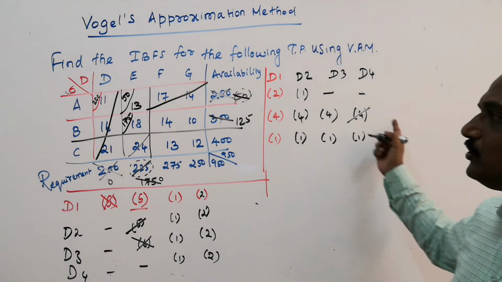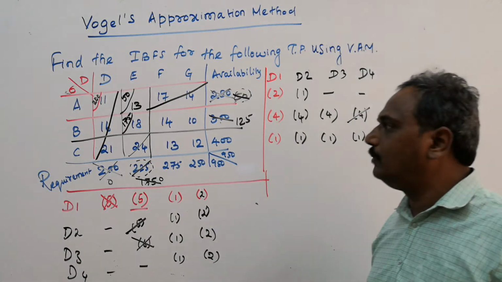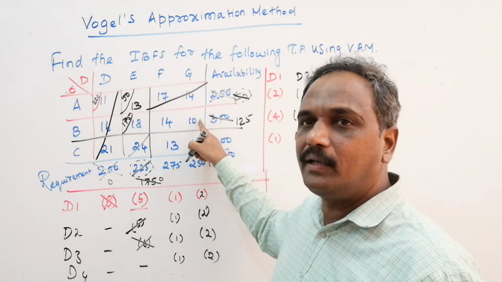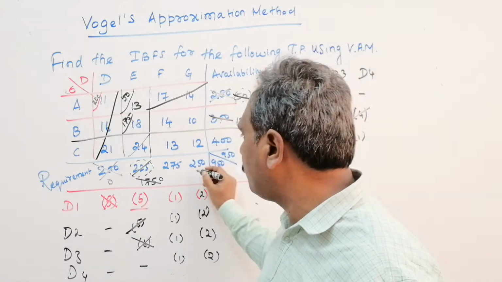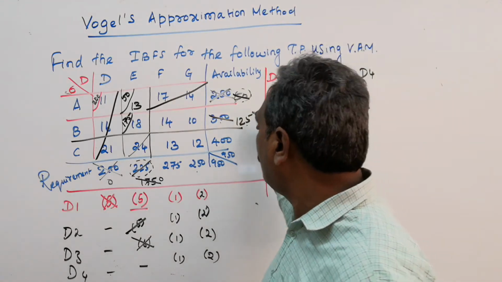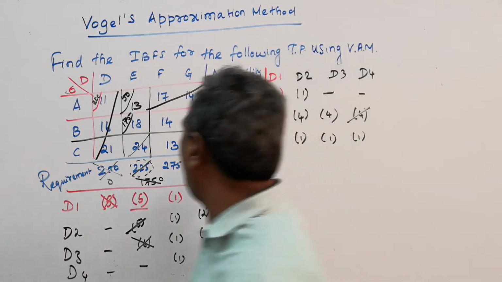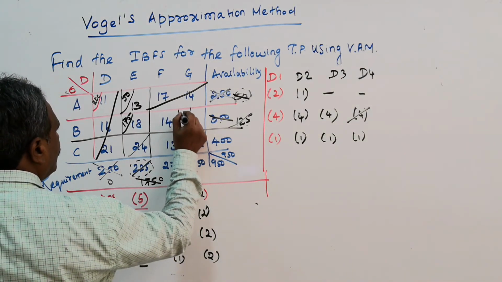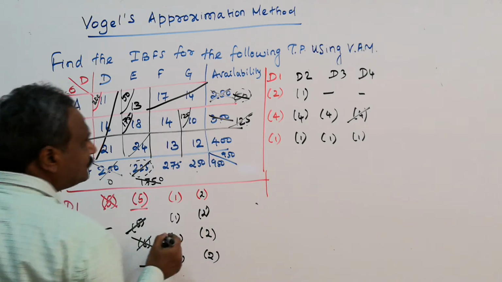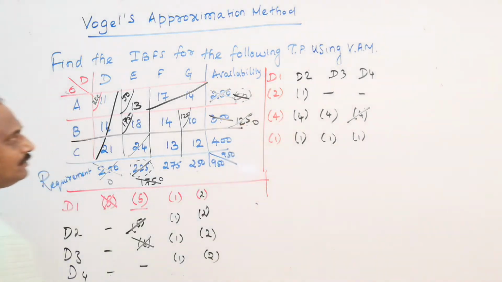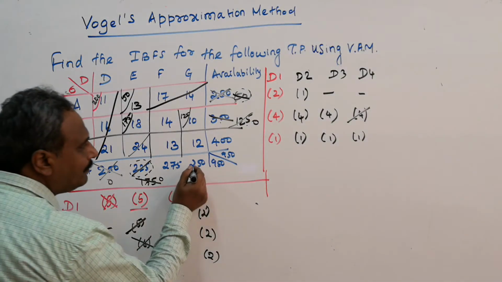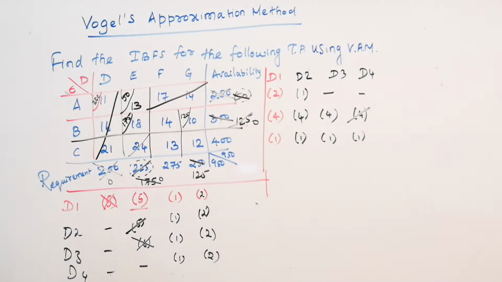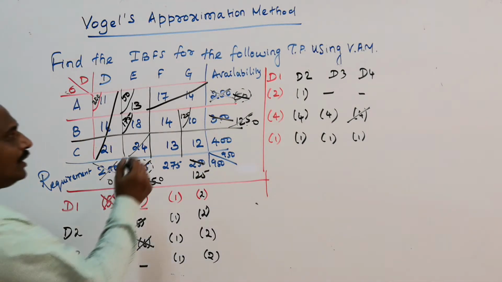Here I am going to check what is the small number. 10 is the small number. What is the small number here? 10 is the small number. So I am going to check. This is 250, 125. That means I can allot 125 here. So this will become 0. Here we will be having the balance of 125.